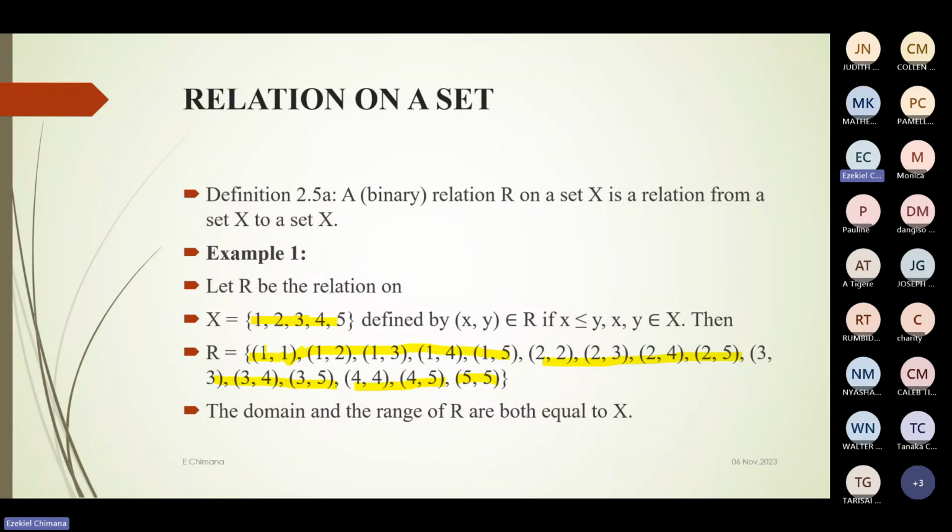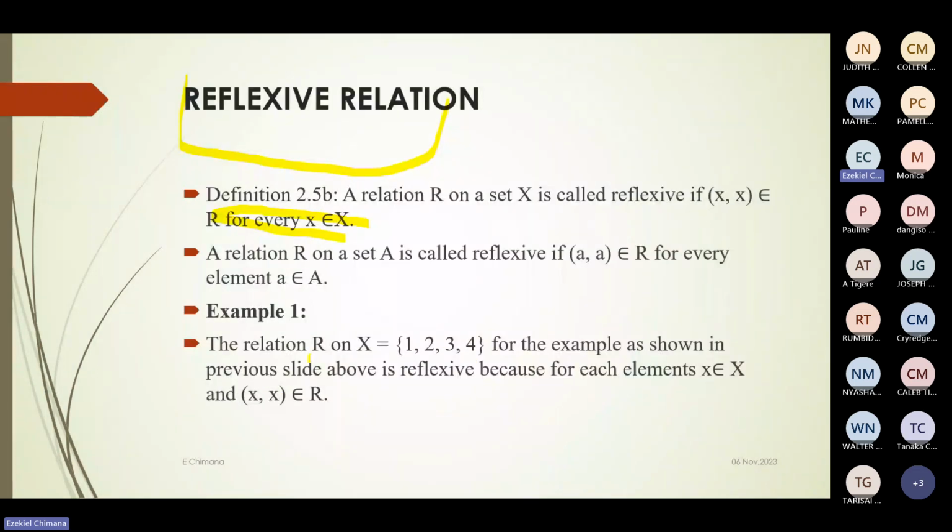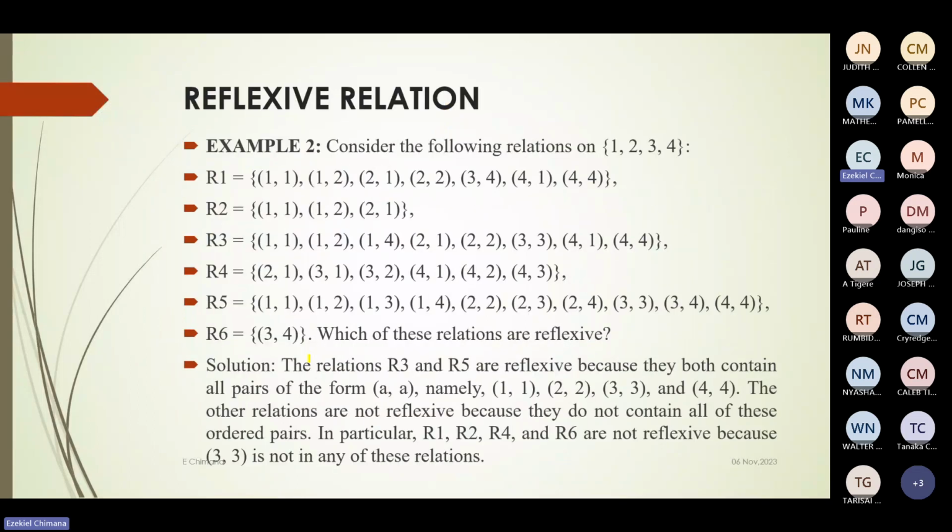Whether we have other binary sets within that relation, the condition is that we want 1 paired to itself, 2 paired to itself, 3 paired to itself, 4 paired to itself, and 5 paired to itself, and then we can have any other sets there. But once those are in that relation, it is a reflexive relation. That's what you just want to see.